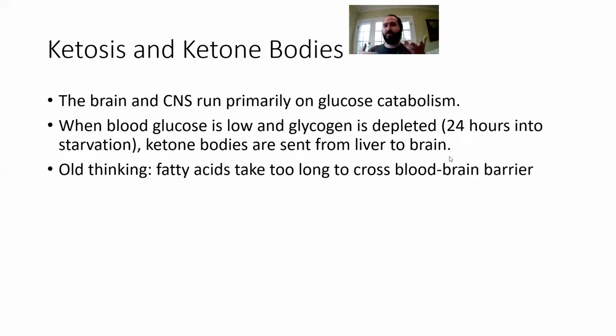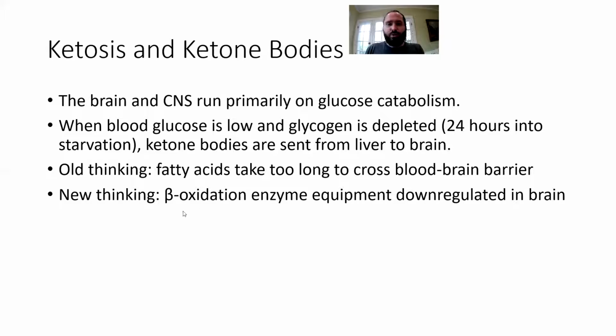And so you may have wondered, as I wondered, why does the brain and the central nervous system run primarily on glucose? And the old thinking, and this should be fairly logical, we're going to give them some credit because this is a fairly logical way to think about it. Usually if something doesn't go into the brain, it's because it can't cross the blood-brain barrier. The blood-brain barrier is impermeable to a lot of different molecules. And so the old way of thinking was that these fatty acids were just too hydrophobic to cross the blood-brain barrier, or something along those lines.